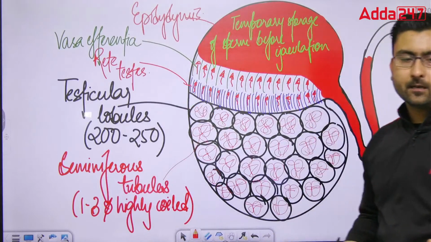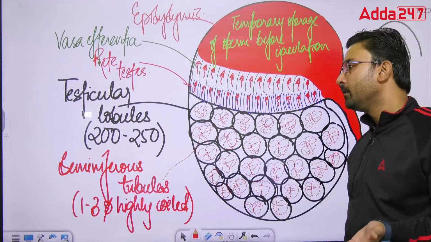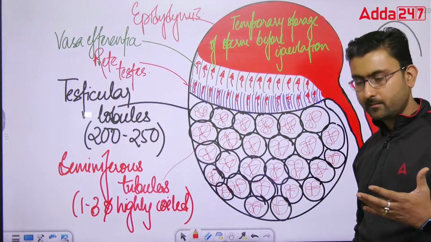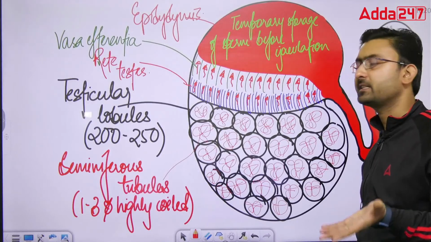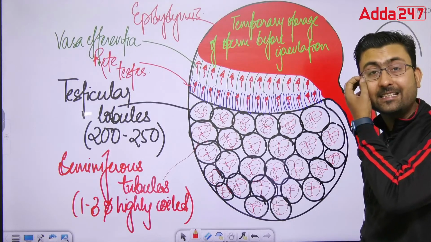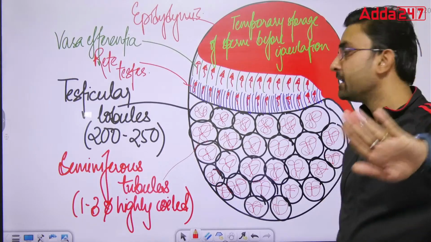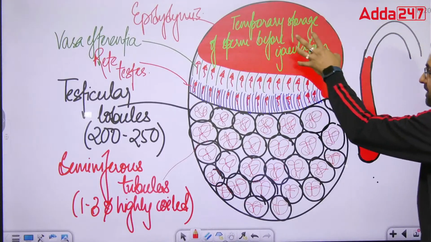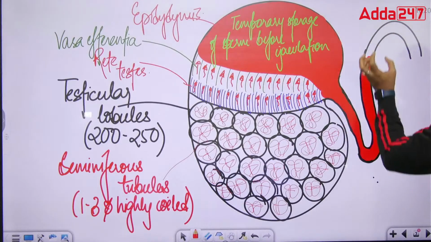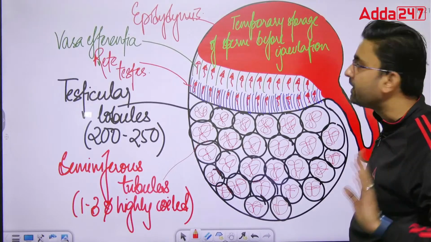At the moment when copulation is about to happen, after some time the couple gets excited and there is a point of excitement where the male starts ejaculating. As soon as he is about to ejaculate, the sperms which are temporarily stored in the epididymis will be sucked down through this vas deferens and they will reach the ejaculatory duct. I hope you are understanding.